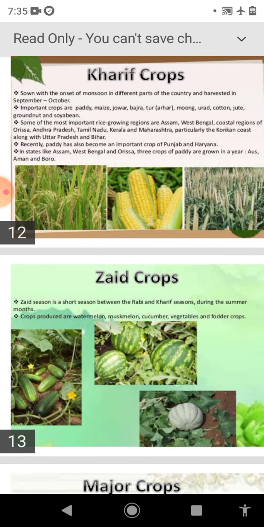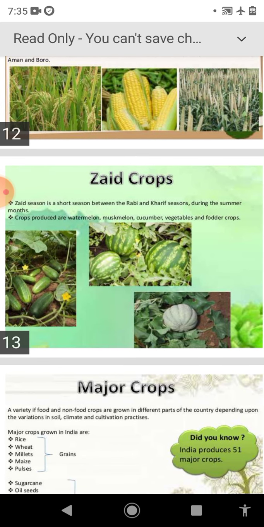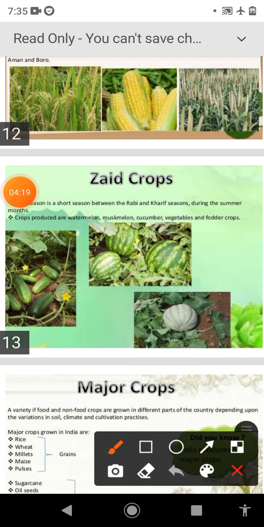The third cropping pattern is Zaid. So with regard to the Zaid season, this season is known as the summer cropping season and is possible in the areas of irrigation. Initially, vegetables and fruits like watermelon or cucumbers were grown, but now rice, maize, and groundnuts are also being successfully cultivated.